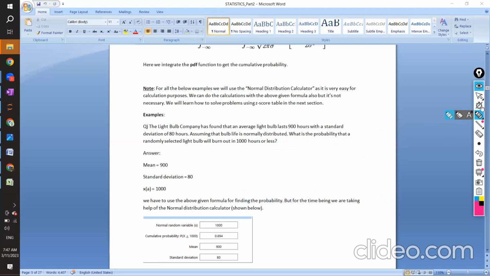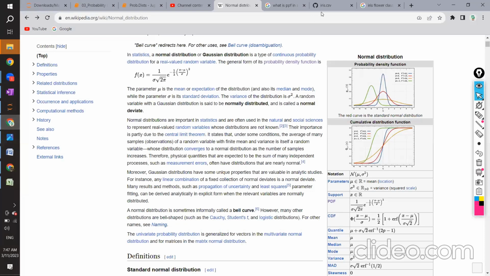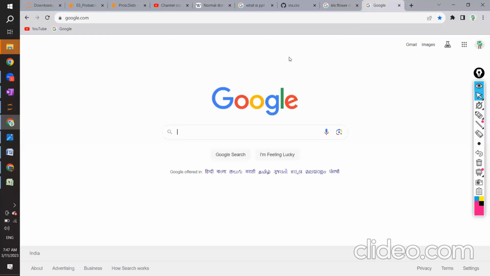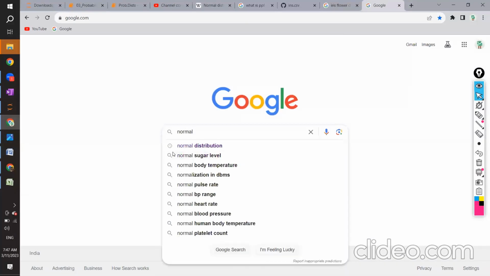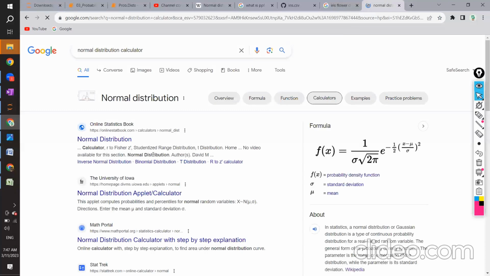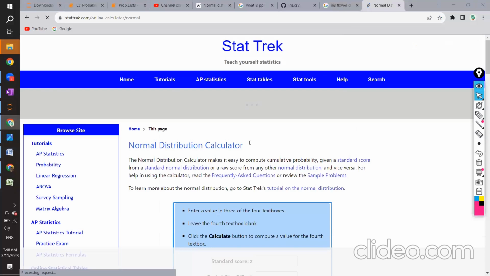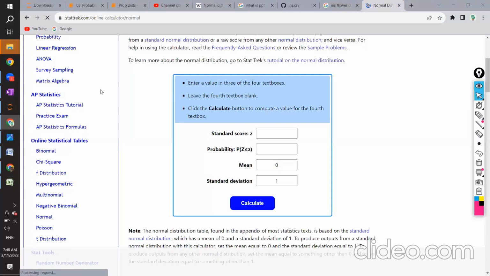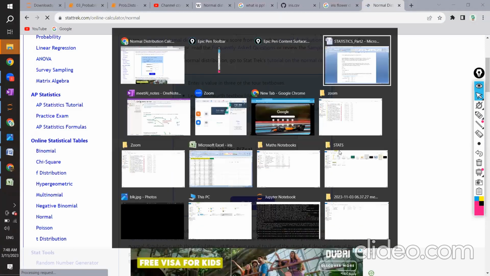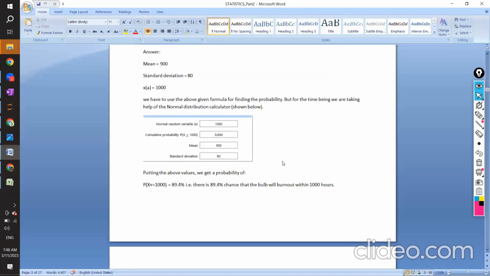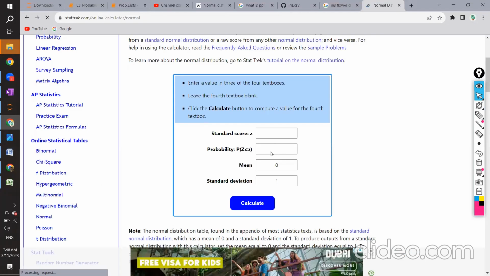To use the cumulative frequency, actually you don't need to use this formula. Something you directly have: if you just go and search for a normal distribution calculator, you will find this. You can take some normal distribution calculator. I'll just show you how you can use this. Over here you will have this value. So here you need to give the value you need.